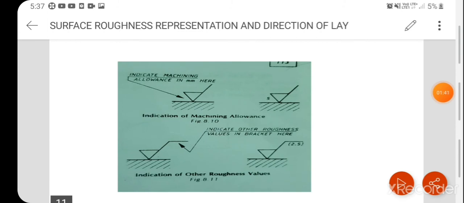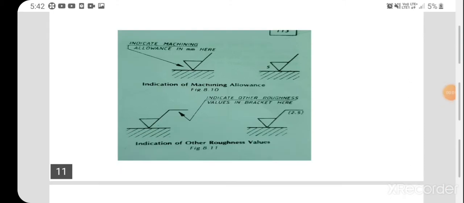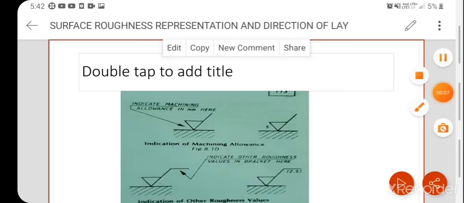Next is the indication of machining allowances in the surface texture symbol. We can indicate it on the left of the surface texture symbol as shown in figure 8.10. The second figure indicates other roughness values in the surface texture symbol. They should be indicated in brackets.